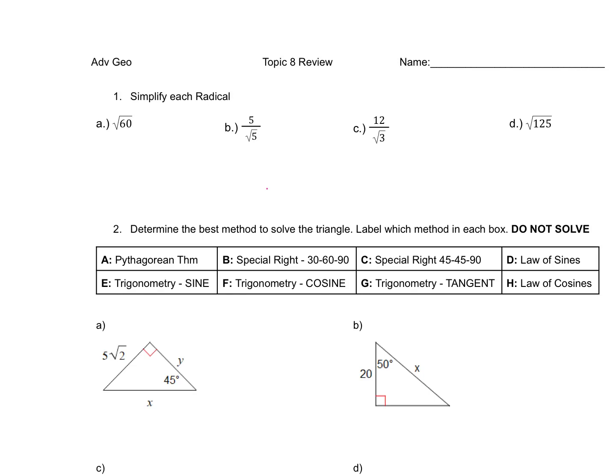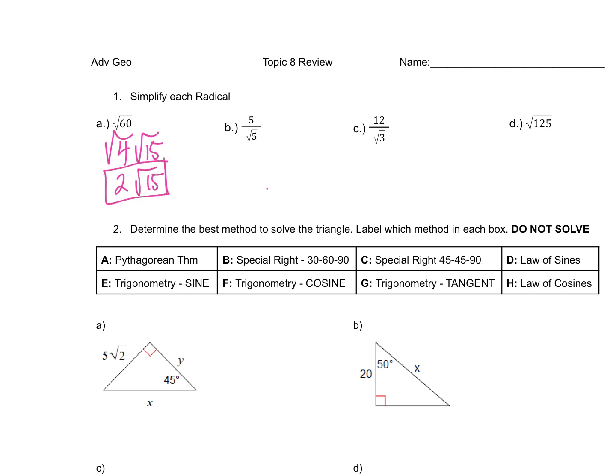All right, we are going to simplify radicals here. So I'm going to simplify the square root of 60 into the square root of 4 and the square root of 15, because 4 times 15 is 60. Then the square root of 4 is 2, so this is 2 radical 15.